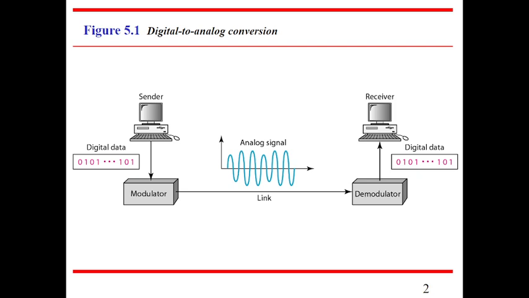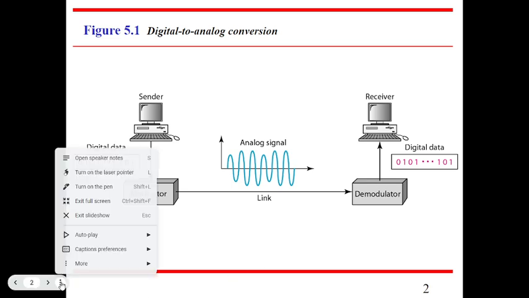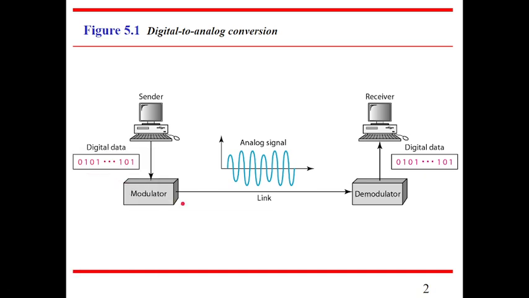That is, the sender will have some digital data, and on the sender side we will use a modulator that will convert this digital data to an analog signal. This analog signal will then be sent from the sender to the receiver using a link, and at the receiver end the process will be inverse, that is there will be a demodulator that will convert this analog signal to digital data so that the receiver can use this digital data.